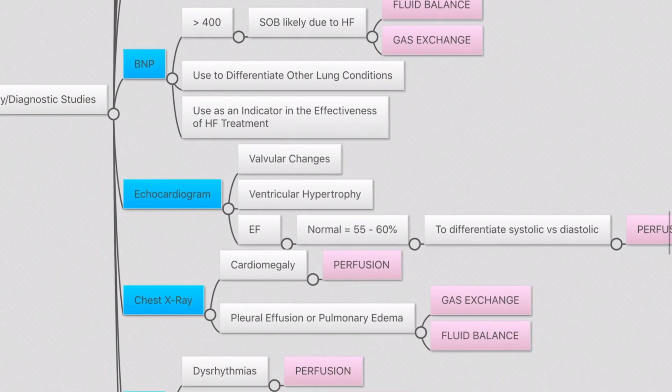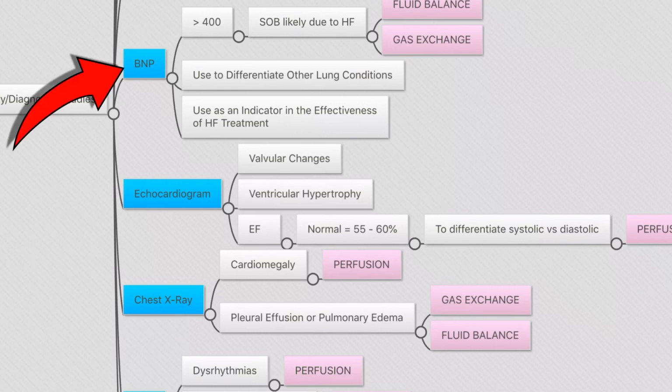Now we're going to go into the important diagnostic or lab studies that pertain specifically to heart failure. Now, BNP is B-type natriuretic peptide. So anything above 400, the shortness of breath is likely due to heart failure. So you think about fluid balance, because the fluid is going to stretch out the ventricles that release the BNP, the peptide, and then obviously it's going to impact the gas exchange. Now, if you have a BNP less than 100, that is most likely not due to heart failure.